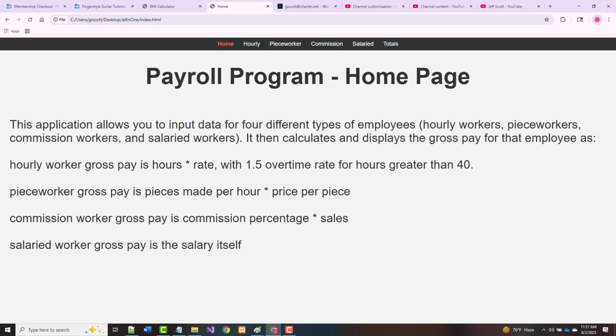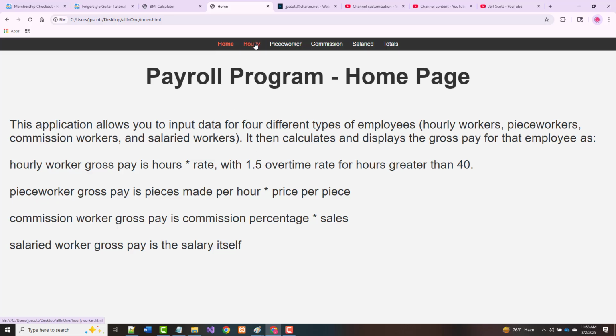that, as it says, allows you to input data for 4 different types of employees: hourly workers, piece workers, commission workers, and salaried workers. Based on the type of worker, it'll then calculate and display the gross pay for that employee. For hourly workers, gross pay is hours times rate, but if they work any overtime, which is hours greater than 40, they get that at time and a half. Piece worker gross pay is pieces made per hour times price per piece. Commission worker is their percentage times their sales, and the salaried is the gross pay.